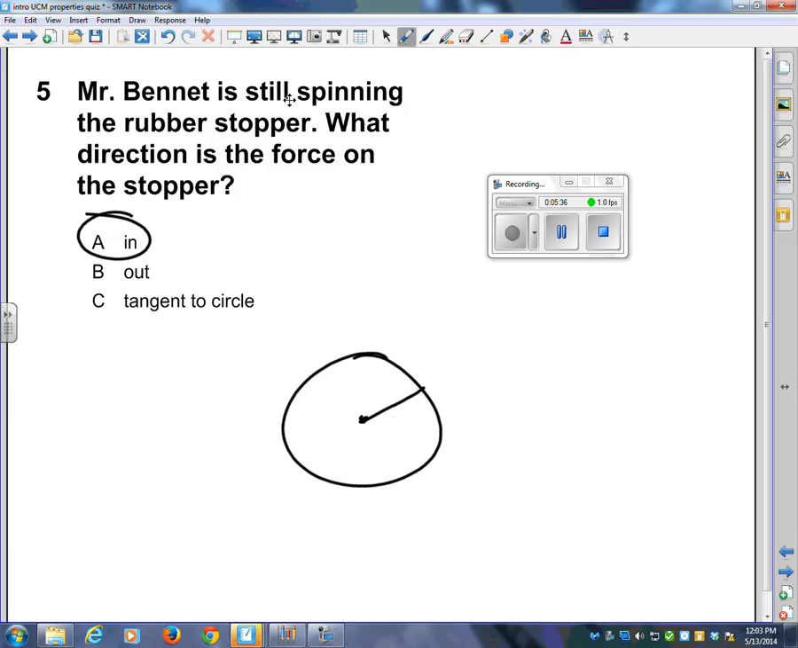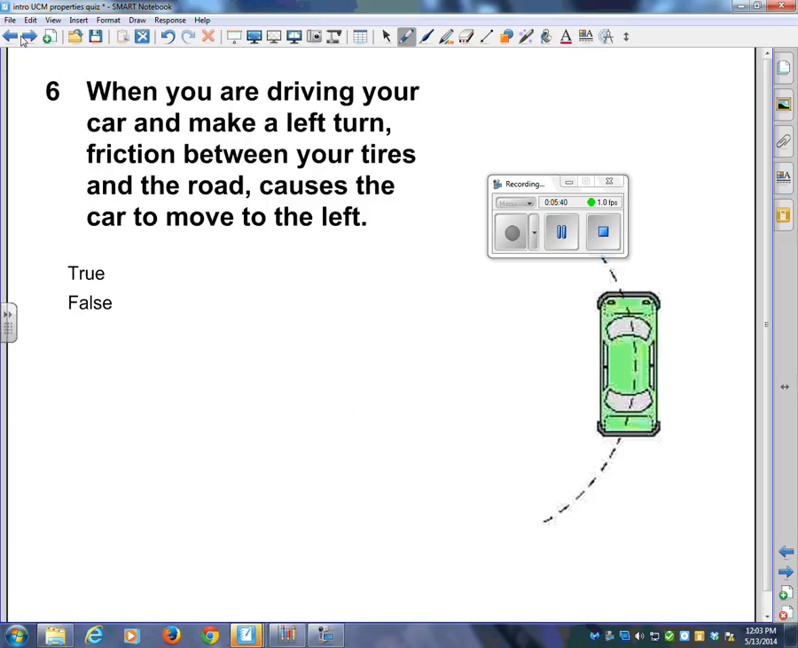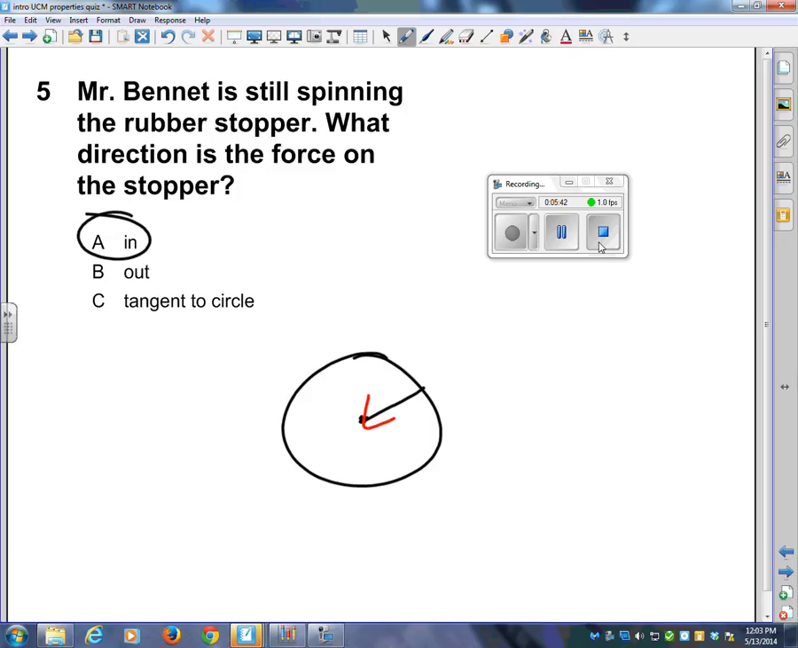Now, my friends, the next question: which direction is the acceleration? The centripetal force is in, and centripetal force is kind of not really a force. It's kind of just a misconception that people say.